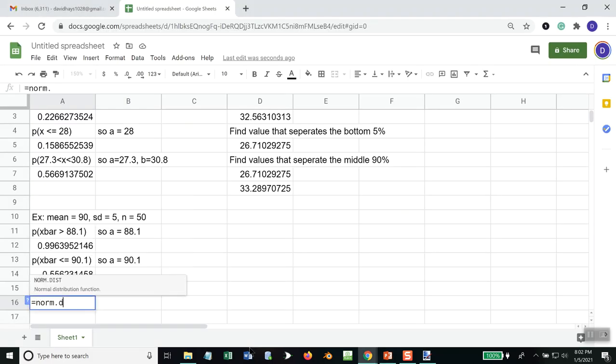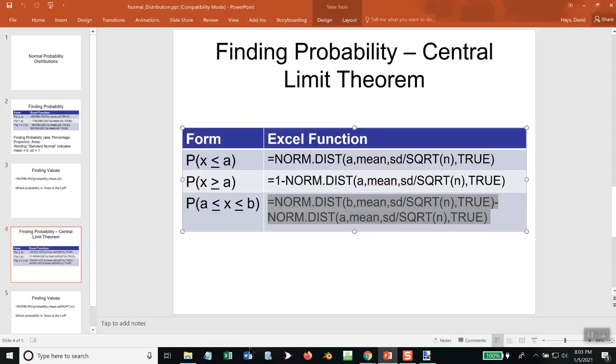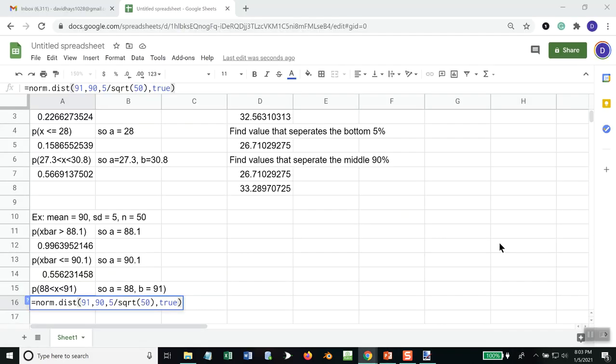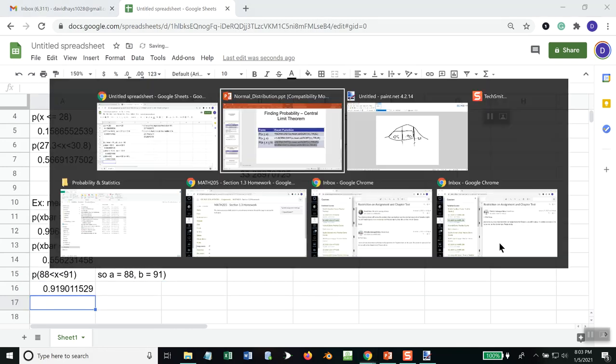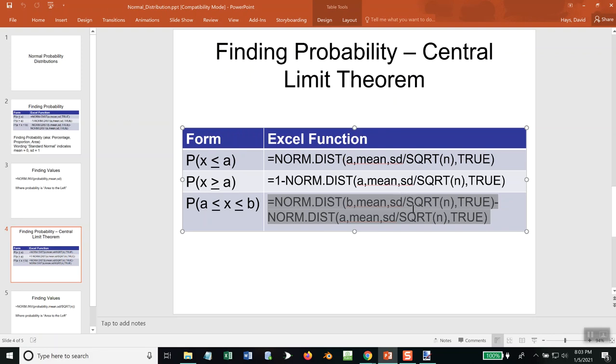So it equals norm.dist B, which is 91, comma, mean, which is 90, comma, standard deviation, which is 5, divided by the square root of n, which is 50, comma, true, close parentheses. That's the first line, and then minus norm.dist A. What was A? 88, comma, 90, our mean, comma, standard deviation, which is 5, divided by the square root of 50, comma, true. Looks complex, but I'm just plugging in A, B, mean, standard deviation, and n. Other than that, it's exactly as what you see right here.